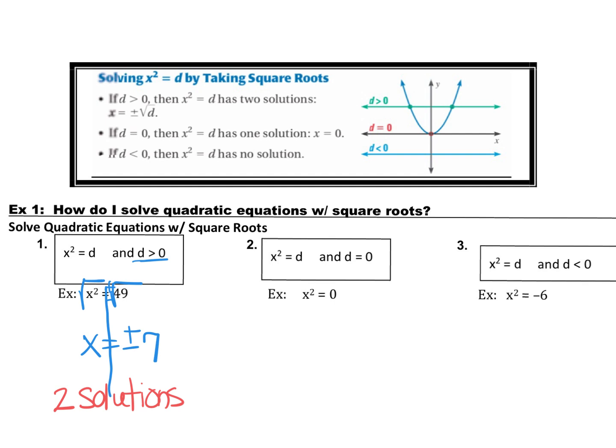In the next case, we have d is equal to 0. In this case, we're going to undo the x squared and then have plus or minus. So we'll have x is equal to plus or minus 0. But in reality, there's really only going to be one 0. x is just going to be equal to 0. You would never say that we've got a positive 0 and a negative 0. So in this case, we have one solution.